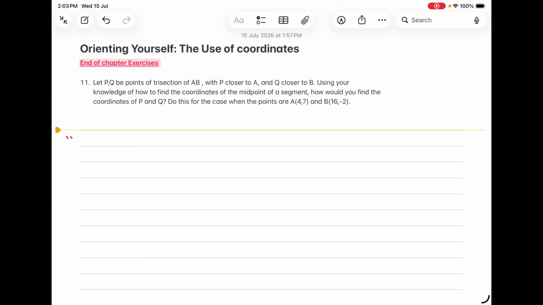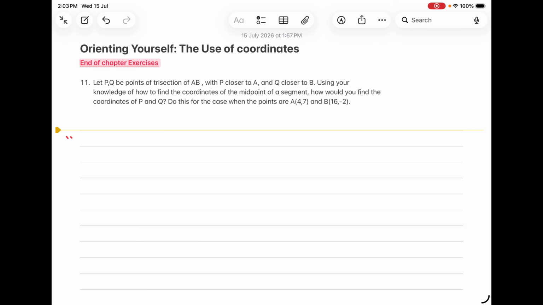So let's get started. Question number 11 is: let P and Q be points of trisection of AB with P closer to A and Q closer to B. Using your knowledge of how to find the coordinates of the midpoint of a segment, how would you find the coordinates of P and Q? Do this for the case when the points are A (4, 7) and B (16, -2).